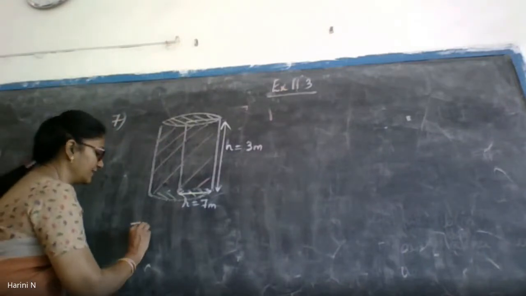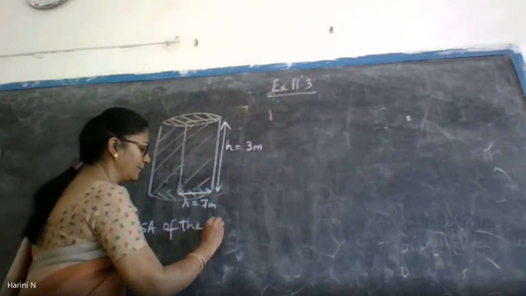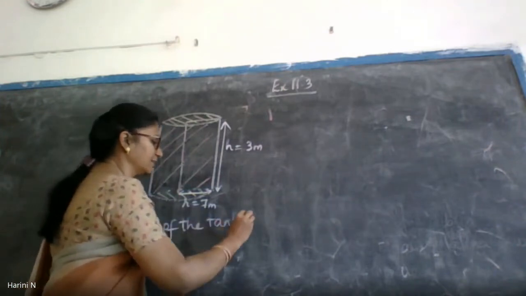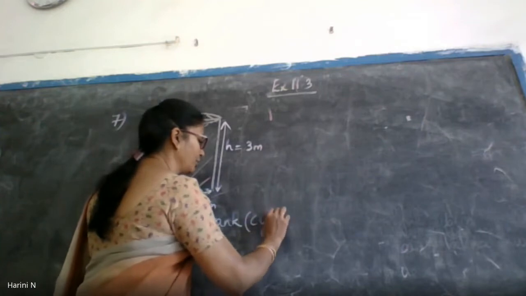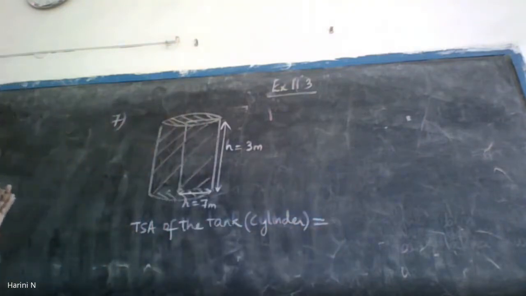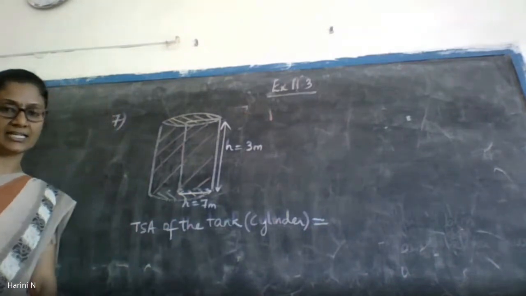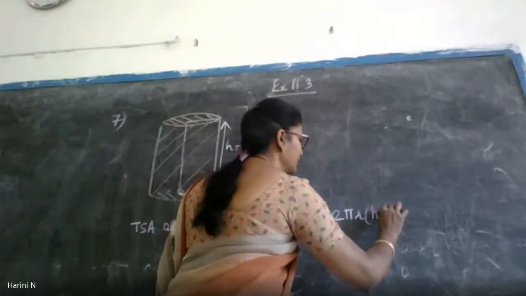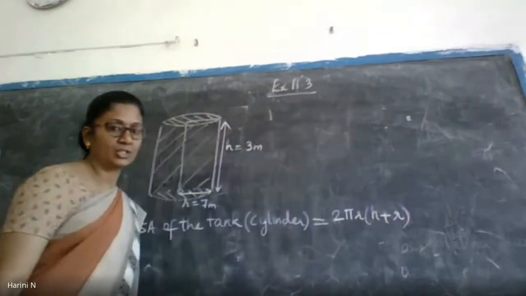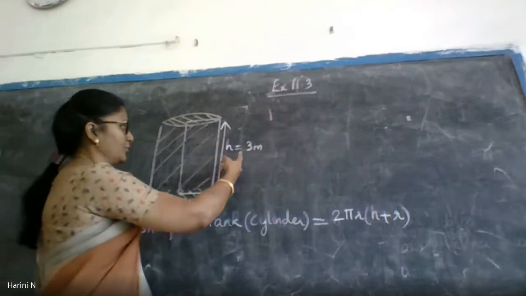So the TSA of the tank, maybe within bracket you can write cylinder because it is in the shape of a cylinder, will be equal to. What is the TSA of a cylinder? Go back to your formula page. The TSA of a cylinder is 2 pi R times H plus R. Correct? 2 pi R times (H plus R). So substitute your R and H.